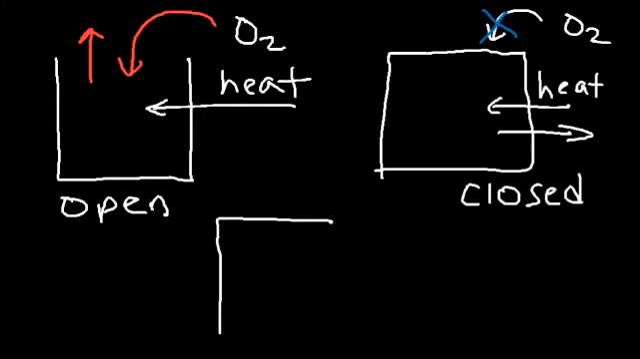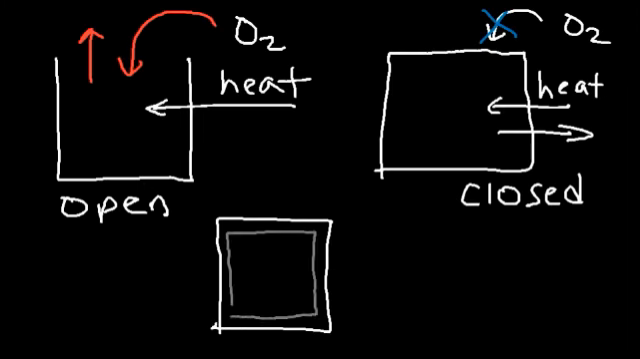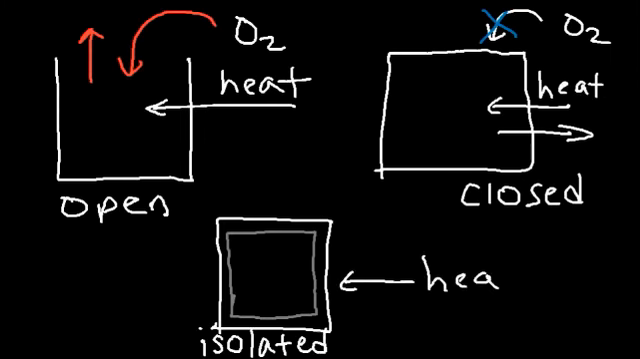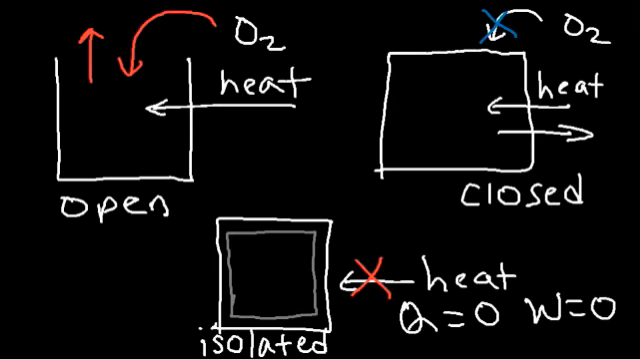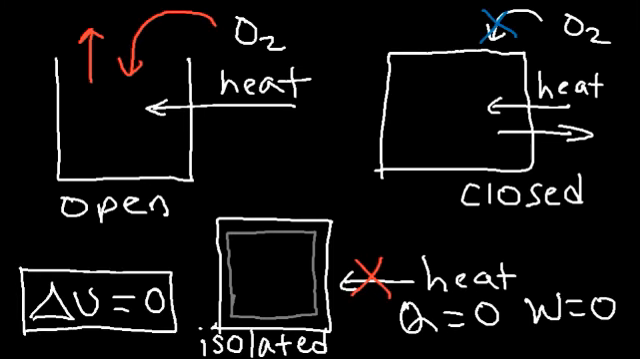Now, in an isolated system, no energy or matter can flow into or out of it. So because heat can't flow into it, Q is equal to 0. And no type of energy can enter into the system, so that means that there can be no work done on the system or by the system. So W is 0, which means that the internal energy is constant. So the change in internal energy of an isolated system is always 0. So keep that in mind.